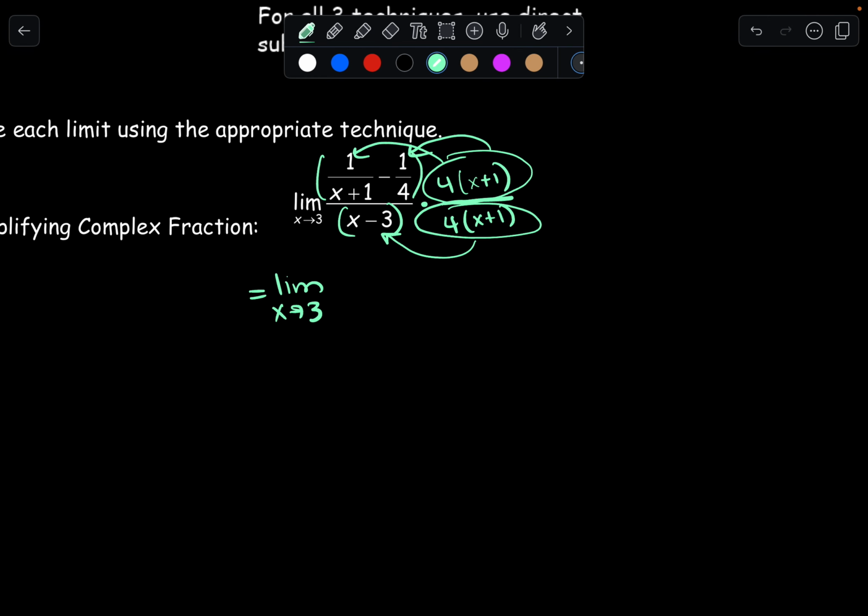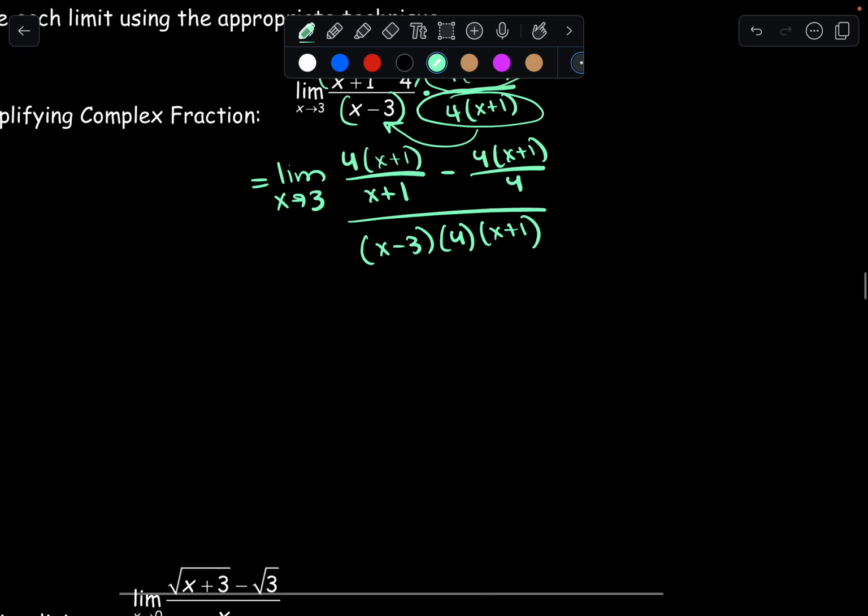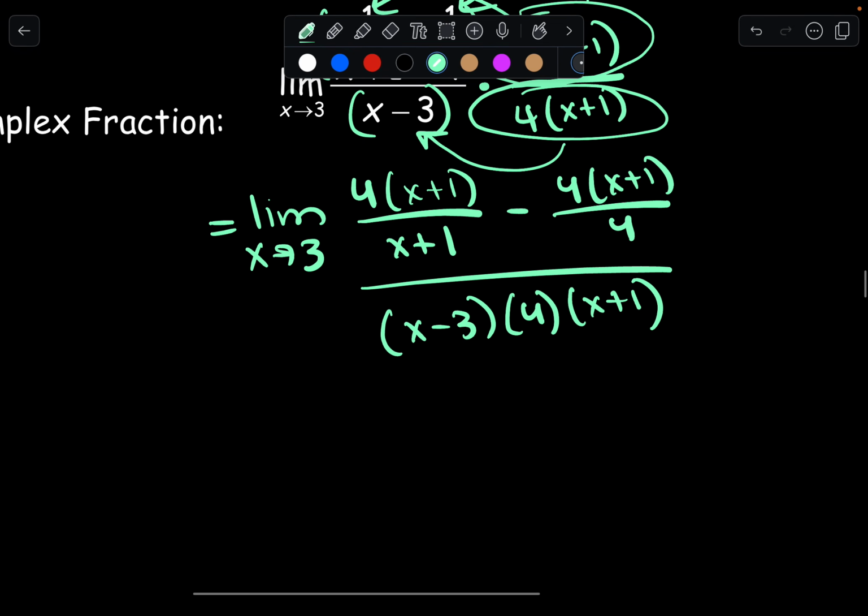I'm going to show every step just because some of you might be learning this for the first time. No, actually you're not, but in this course you are. So 4 times x plus 1 divided by x plus 1, minus 1 times 4 times x plus 1 divided by 4, all over x minus 3, and then we have the 4, and then we have the x plus 1. So if you need a second to see what's happening, pause the video, okay? But I'm going to keep going.